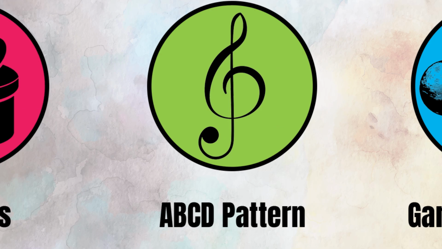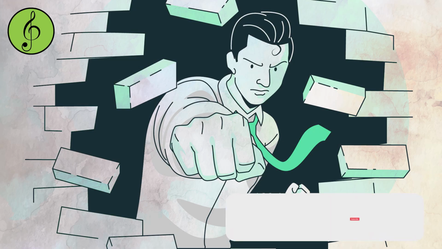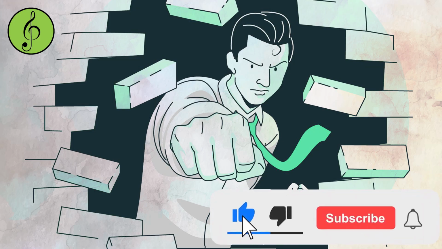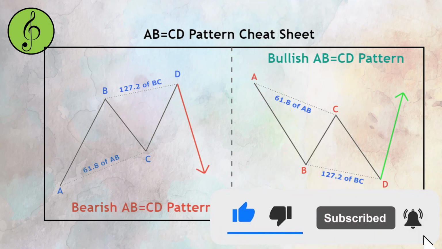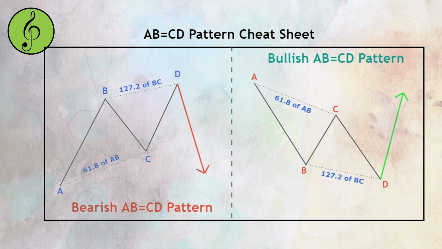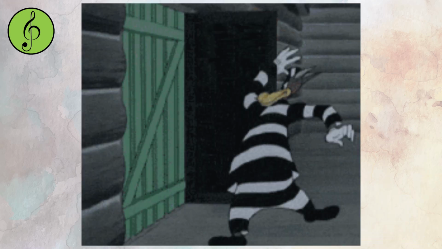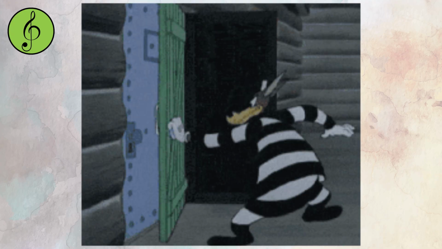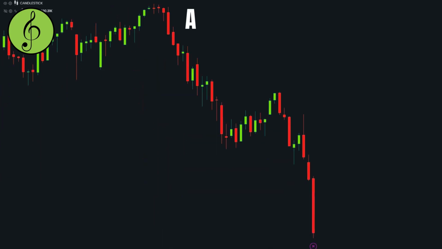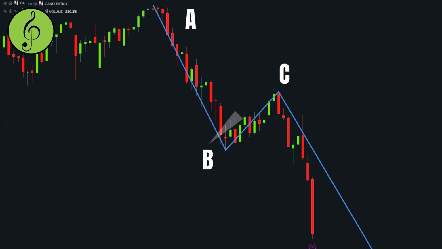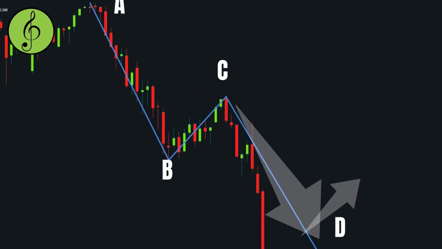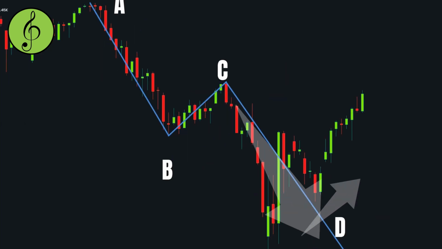ABCD pattern. The building block. This is the fundamental 4-point structure. Price moves from A to B, retraces to C, then extends to D. It's often seen as a continuation, but is a core part of more complex harmonic patterns. Let's check it. See the clear leg from A to B, then the smaller retracement to C, and finally the extension to D? This simple rhythm is a common sight in the market's flow.